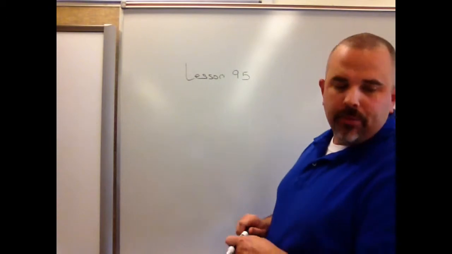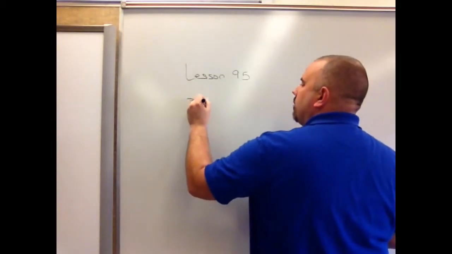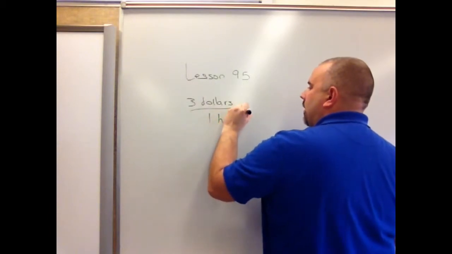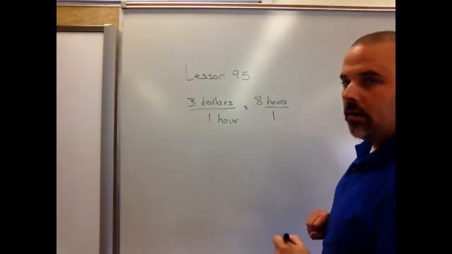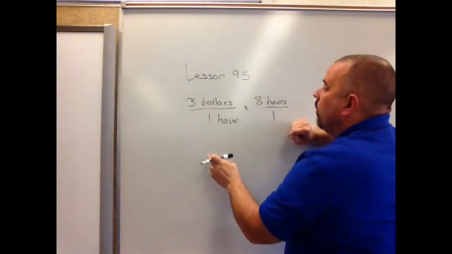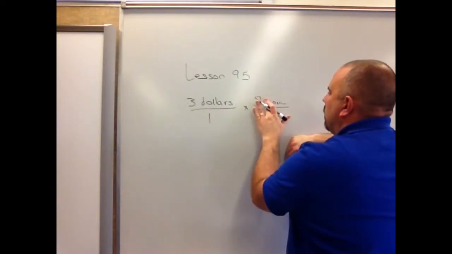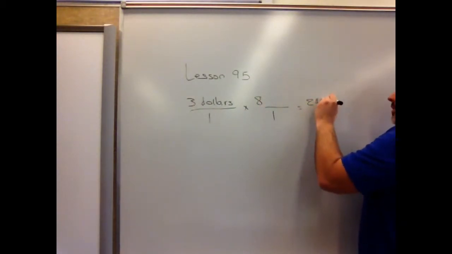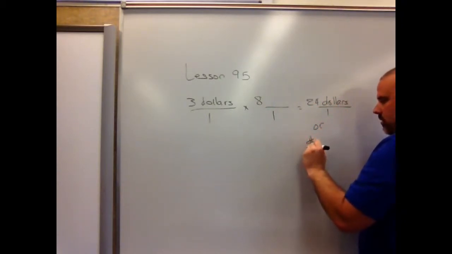Letter A. We have $3 over 1 hour times 8 hours over 1. So we have $3, that's $3 an hour, that's how much you make, times 8 hours, and we just put it over 1. Now, can we reduce the numbers? 8 and 1? No. 3 and 1? No. We can, however, reduce hour and hours. So we can just get rid of this and this, and now we have 3 times 8 is 24. What? $24 over 1, or $24.